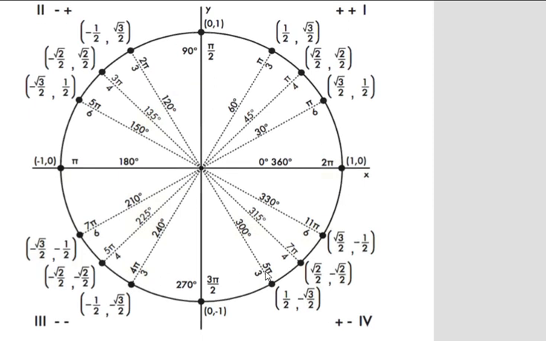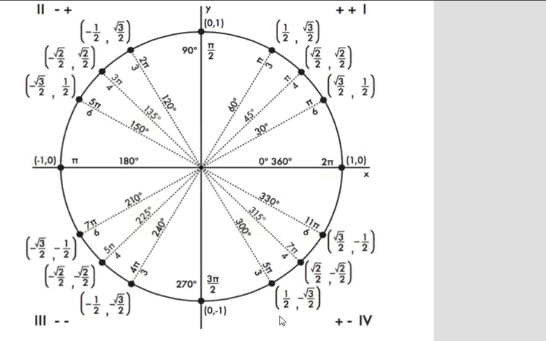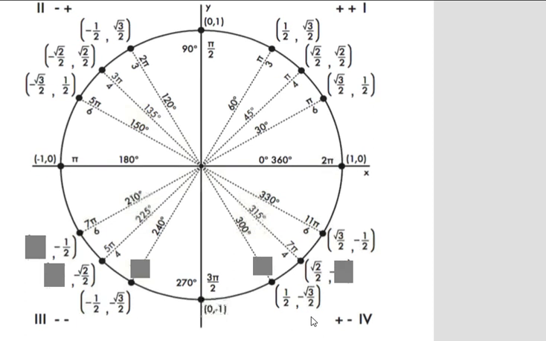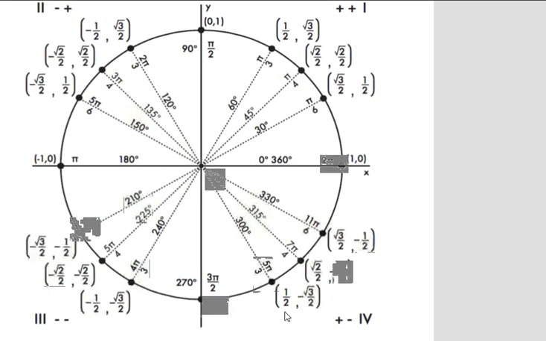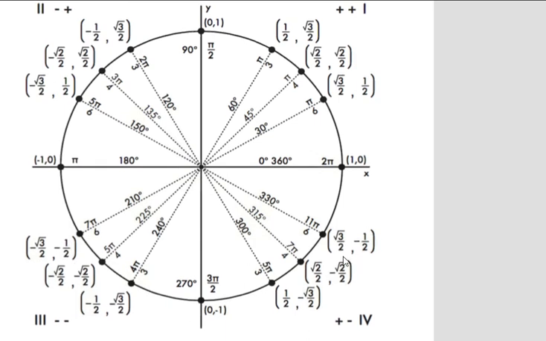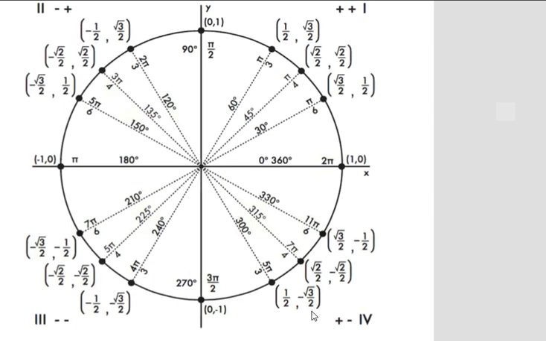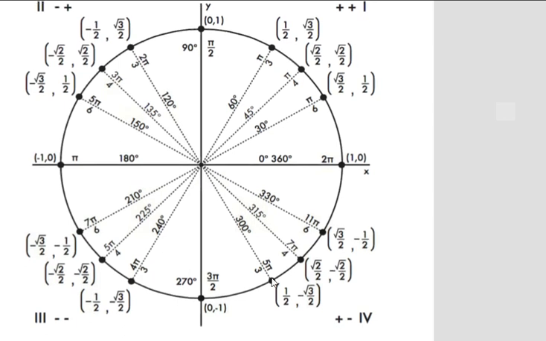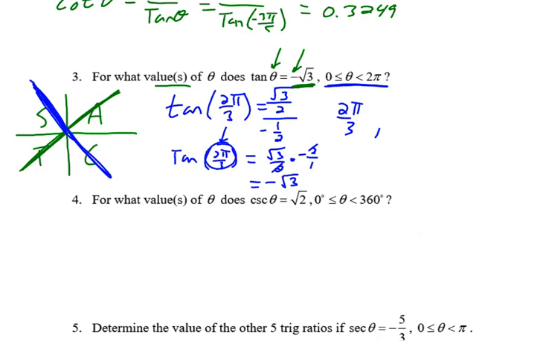So remember, it's the y value divided by the x value. That should give me negative root 3. So it might be this one, right? But this would be a different thing. This would be negative a half divided by root 3 over 2. So it's got to be this one, right? This is what we're after. So it's going to be 5 pi over 3 is my other answer. Okay, so the other answer is 5 pi over 3. So those are my two values for theta.